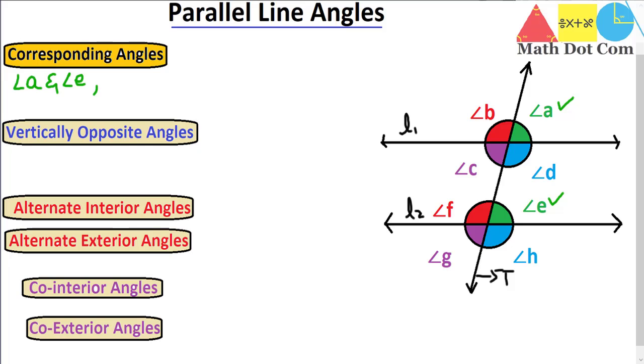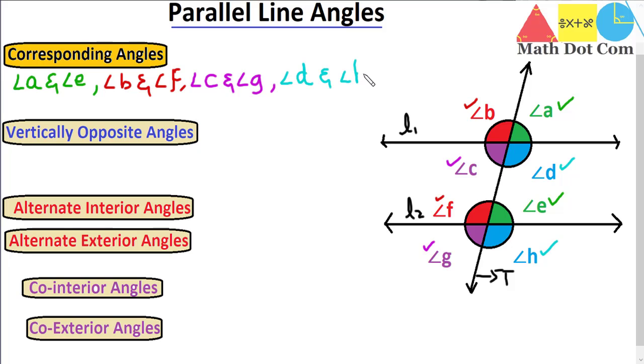Now we will see another pair of corresponding angles. Another pair is angle B and angle F. They are also occupying the same relative position, that is on the left of the transversal, and they are at two different intersections. So angle B and angle F are also the corresponding angles. Then we move towards another pair of angles, that is angle C and G. Both of them are also corresponding angles. Now another pair of corresponding angles is angle D and angle H. They are also corresponding angles. So these are the pairs of corresponding angles that we came across.